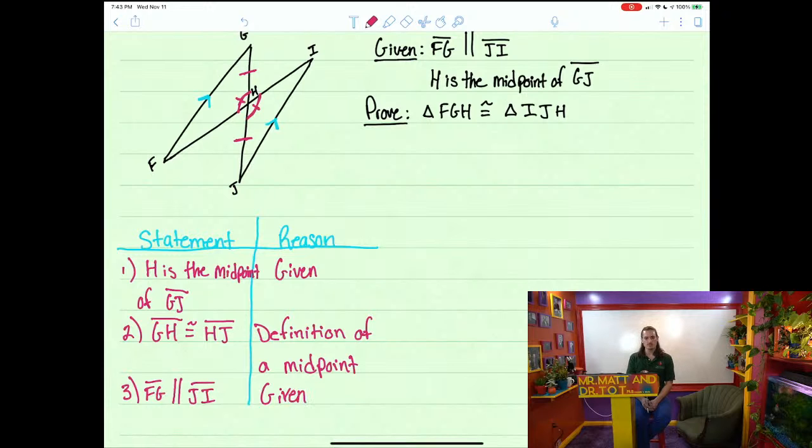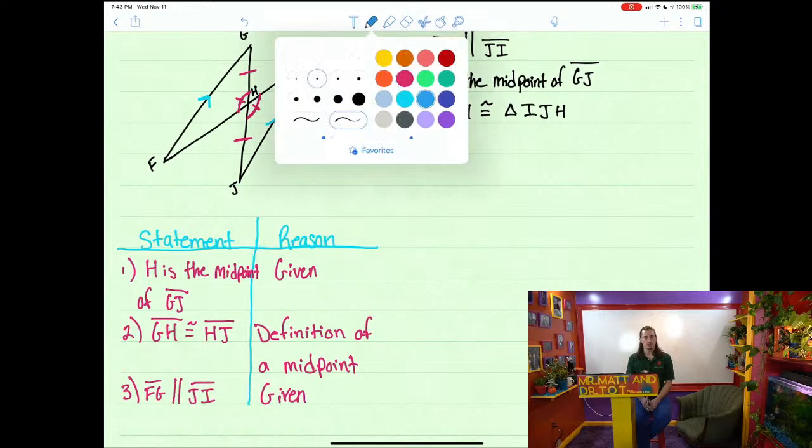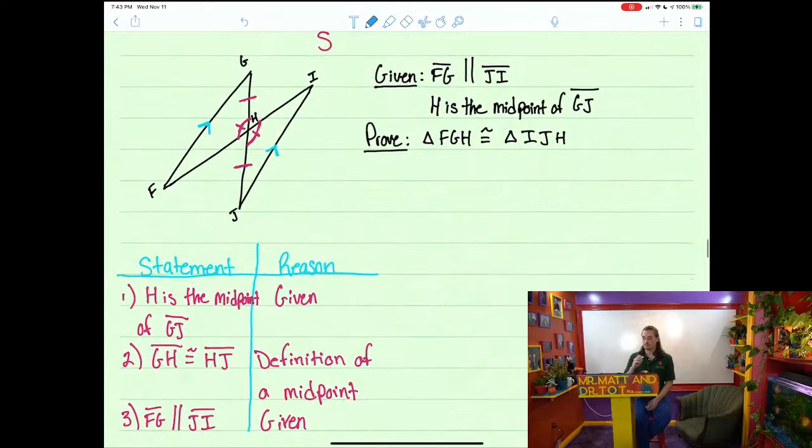I'm picking those angles rather than the other pair of angles at angle F or angle I, because I want to prove angle side angle congruency, because I have a side and an angle set up. So I can prove angle side angle if I do these two side lengths. If I compare those two angle measures, angle G to angle J.